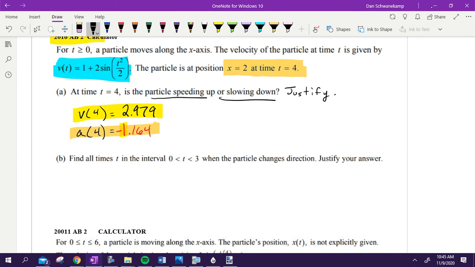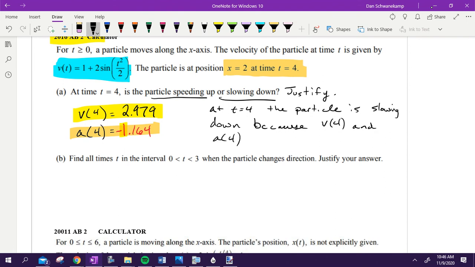So once we find that, that's great, but now comes the justification. So we're going to say this. The particle at t equals 4 is slowing down. We've done this a couple times now. Anybody remember why we know we're slowing down based off of that? Because what? They have different signs. Because velocity at 4 and acceleration at 4 have different signs. That is what I need there.